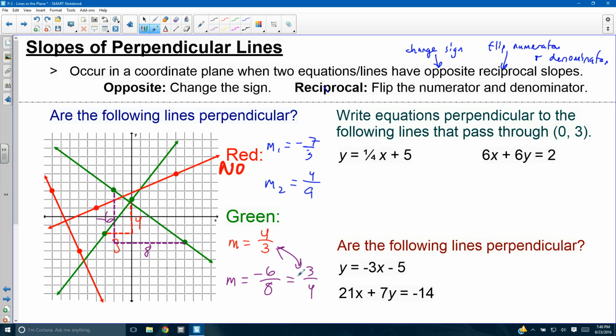These are opposite reciprocals of each other. Opposite, sign changes. Reciprocal, the numerator and denominator flip. So these ones are perpendicular. You tilt your head on that green one, you better say those are perpendicular because they are. So yes, green is a resounding yes for that one.